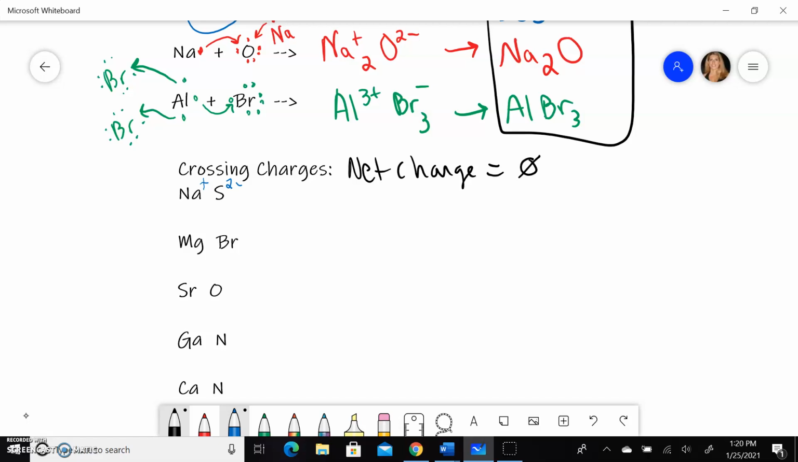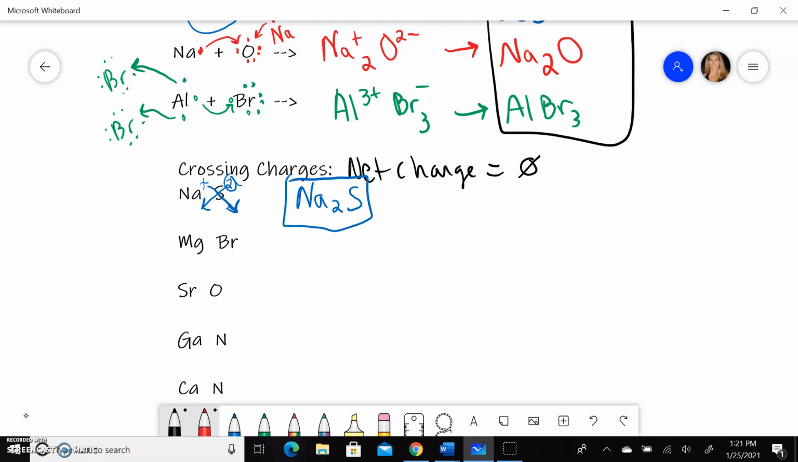What we're going to do, the easiest way to make it 0, is to take the number from sodium and bring it down to sulfur, and take the number from sulfur and bring it down to sodium. Once the numbers come down, they're no longer charges. Now they're telling you how many you have. So the 2 came down from sulfur and the 1 came down from sodium, and we don't really write 1, so you can just leave it as S. And so now we know that the formula is going to be Na2S.